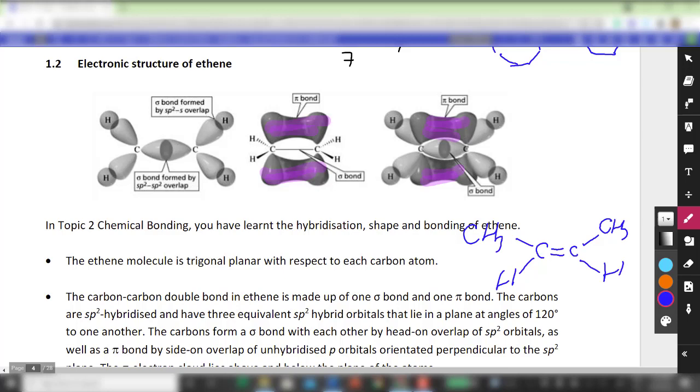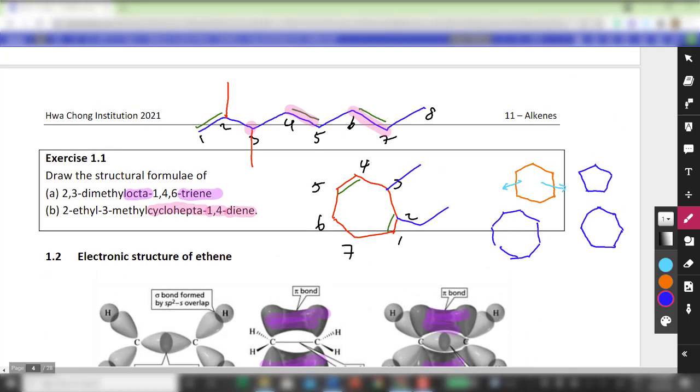Other than that, it doesn't really matter. But you notice that whenever we draw it in zigzag, it is already in the trigonal planar geometry. For example, like this. That is also the reason why skeletal structure is drawn in a zigzag fashion, because it's able to showcase the geometry in a proper manner.